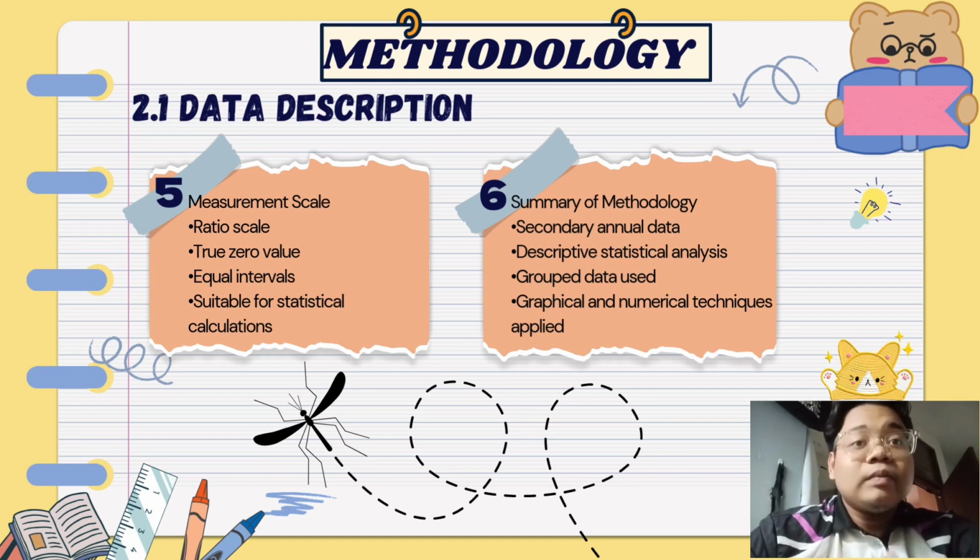Next is measurement scale. Both variables are measured using the ratio scale. This is because the data has a true zero value and equal intervals. The ratio scale allows statistical calculations such as mean, median, and standard deviation.